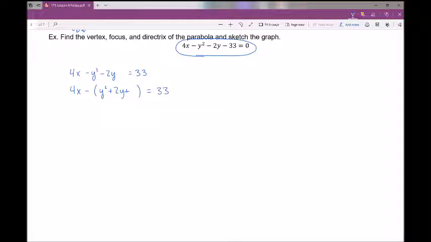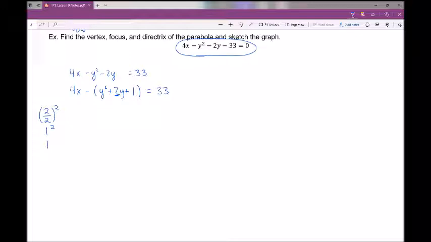So the way we get this number is we look at the number next to the linear term, or the term where the variable is raised to the first power, and so in this case we would take 2, we would divide it by 2, and we would square that. So 2 divided by 2 is 1, and 1 squared is just 1. So the number we're going to add inside the parentheses is a positive 1.